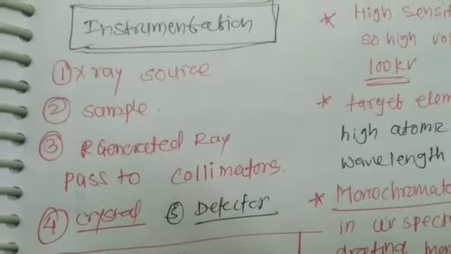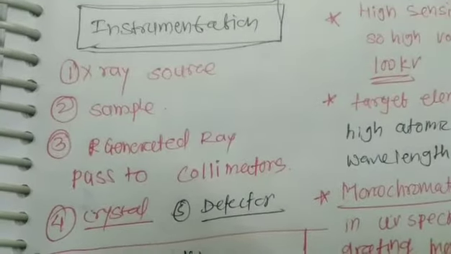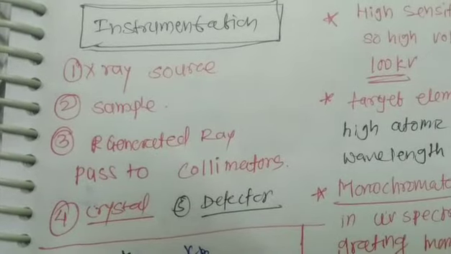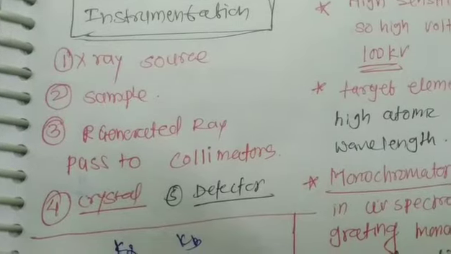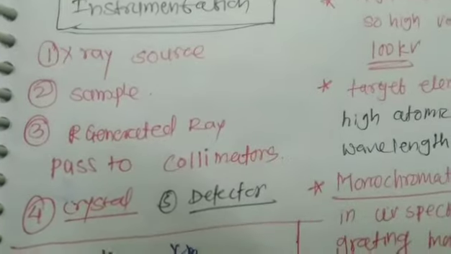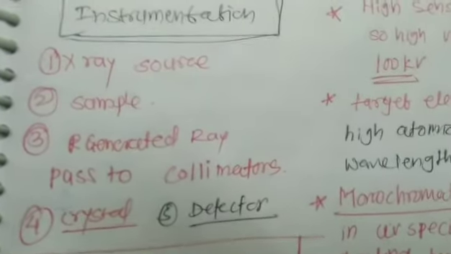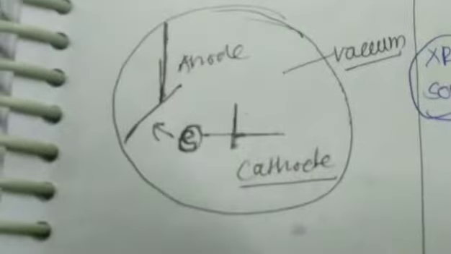So next point, it is the instrumentation. Instrumentation includes the X-ray source, where the sample is kept. Next there are collimators and crystals, analyzer and detector. So these are the main parts of instrumentation. The first is the generation of X-ray. X-ray is generated when cathode and anode are connected.